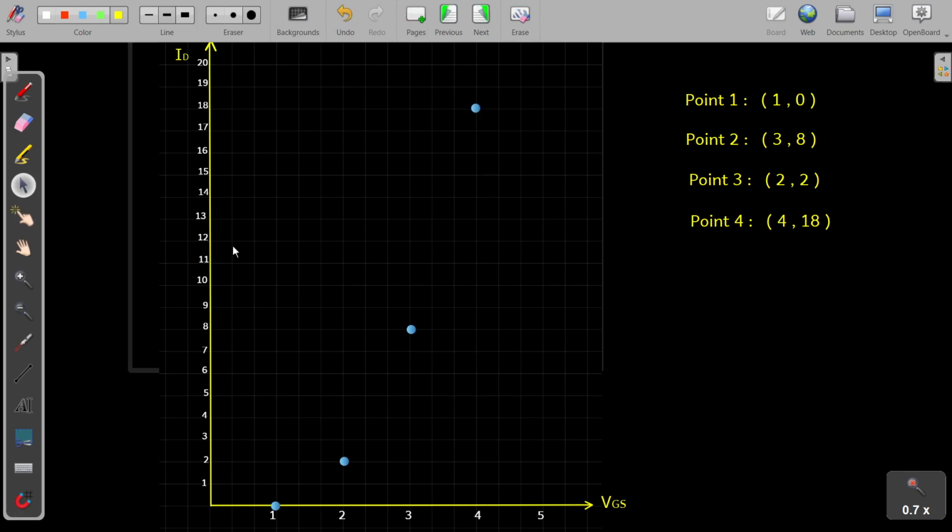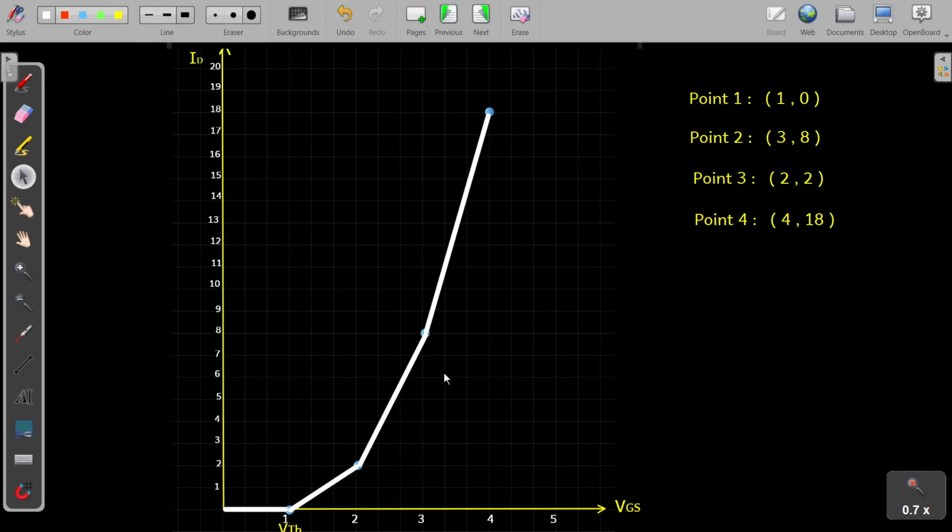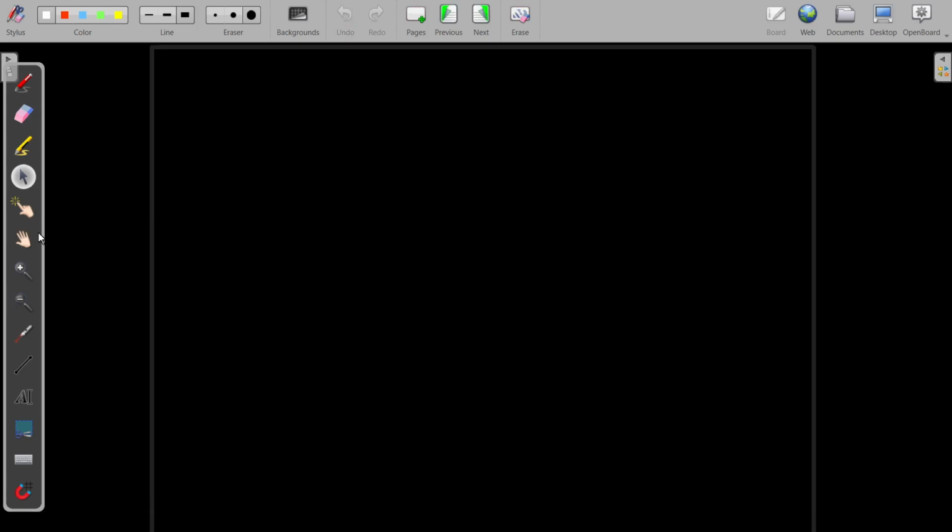Now we can join these points to plot the curve. Initially it is without any current flow up to this VTH. So now we'll join the points like this. Here it is. After plotting this graph, we need to find out the DC bias line. So how to do that? This is step number 3. Step 3 is to draw the DC bias line or load line.